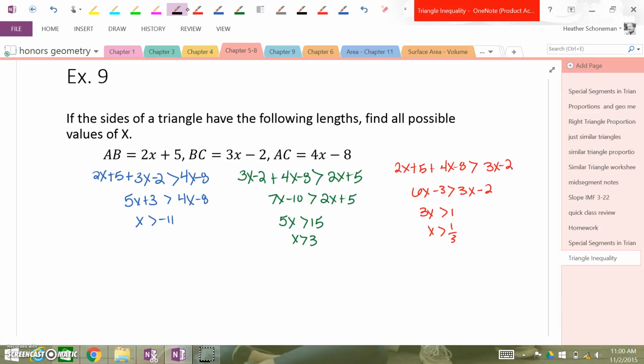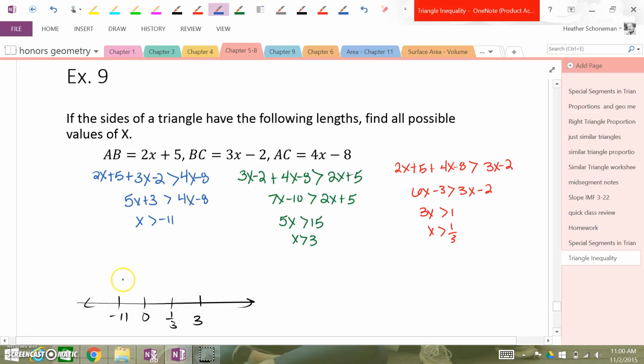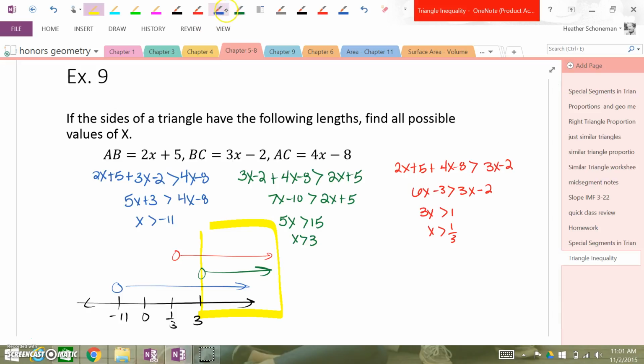But now we need to put them on a graph to see where all these conditions are true. So if I look at a graph, here's 0, here's negative 11, 1/3, and 3. Obviously this isn't drawn to scale, this is just giving us a guideline. So x is greater than negative 11, that'd be open circle, shade this way. X is greater than 3, that'd be open circle, shade this way. X is greater than 1/3, open circle, shade this way. So we want to determine where all 3 of these situations are true, and where all of them is true is right here. So we're going to make our final answer, x is greater than 3.